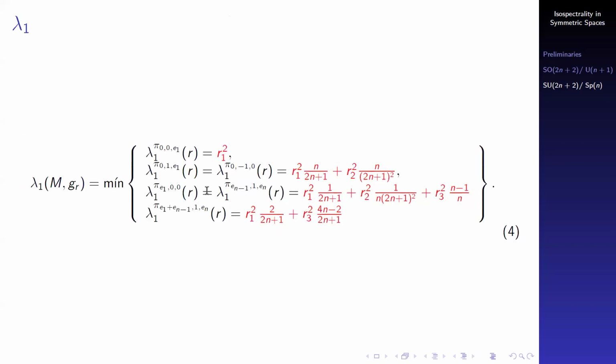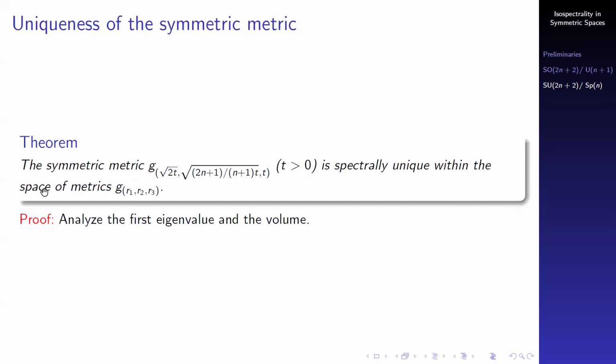Once you have this long expression, it is not very hard to prove the uniqueness for the symmetric metric. But we couldn't prove that if we have two metrics within that family, it has to be unique. We couldn't prove that, just for the symmetric metric. Okay, that's what I wanted to say.